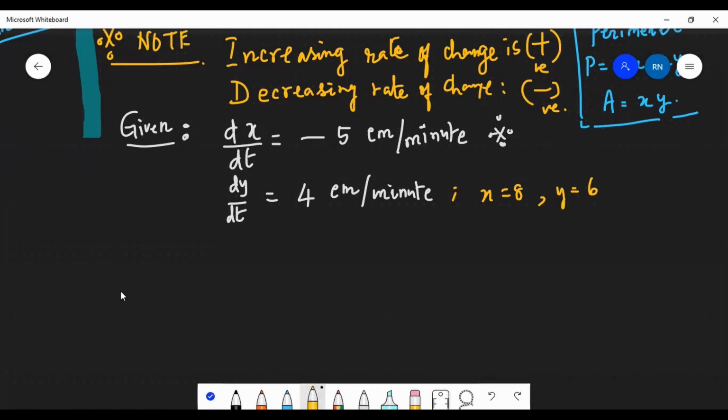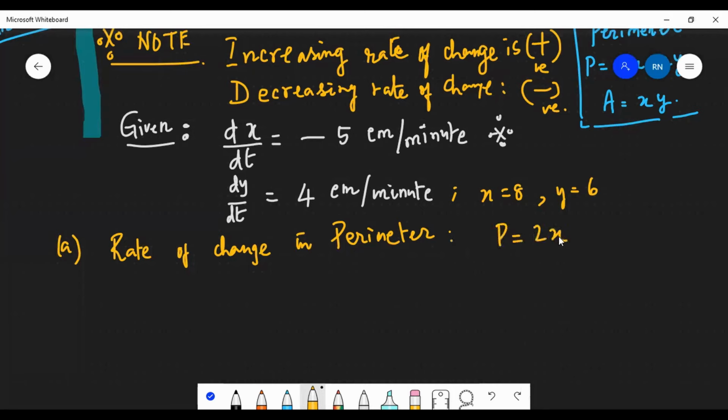So let us work on the first subdivision. What is the first subdivision? What is the rate of change in perimeter? Make a subtitle: rate of change in perimeter. So write the expression for perimeter, twice x plus twice breadth. Now take rate of change, so you are differentiating. Therefore dP by dt on the left side, and on the right side, term by term, you are going to differentiate: 2 times dx by dt plus 2 times dy by dt only.